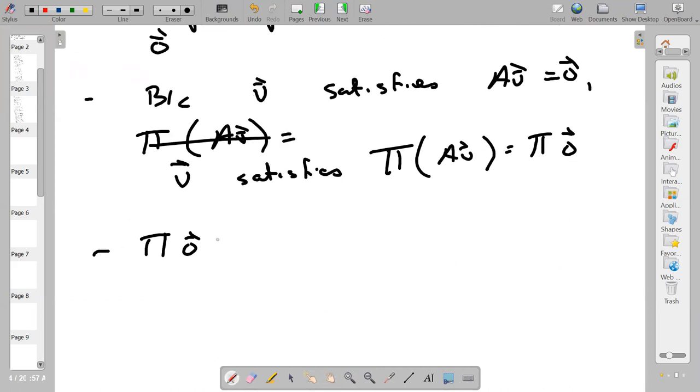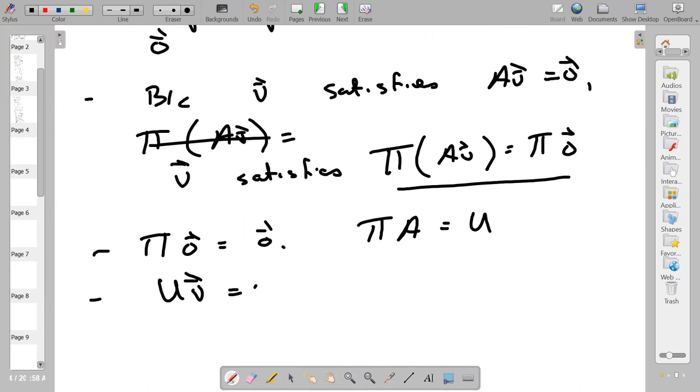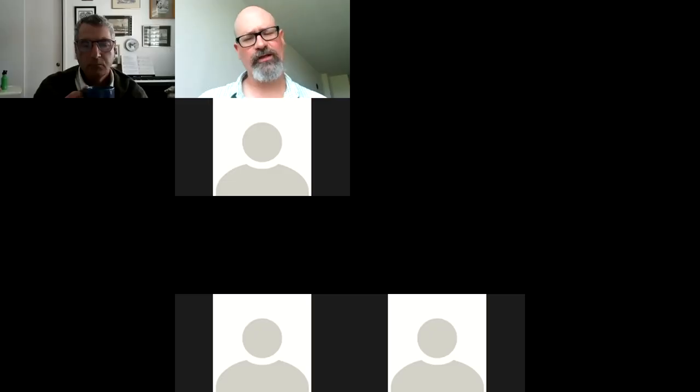Pi times zero is zero. Pi times A is U. So that equation right here is really the same as UV equal to zero. So all that we've really shown so far is that any element that is in the null space of A is also in the null space of U.